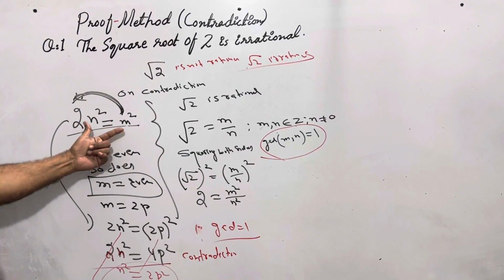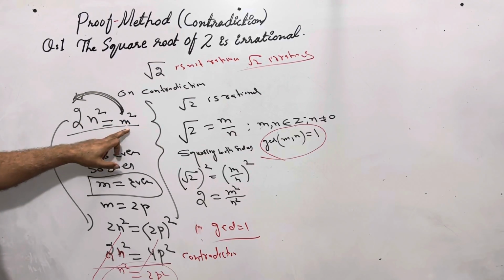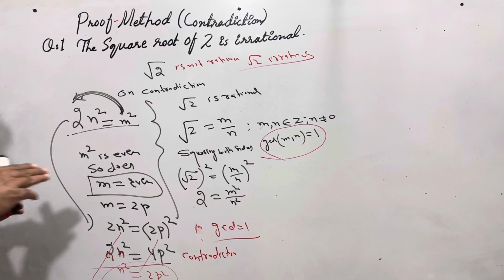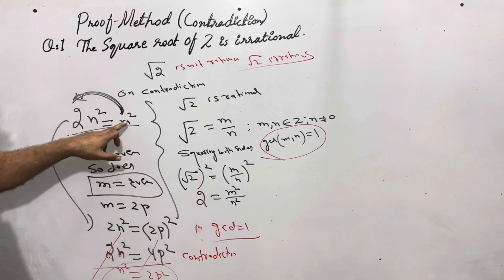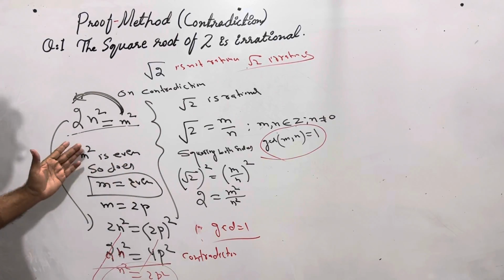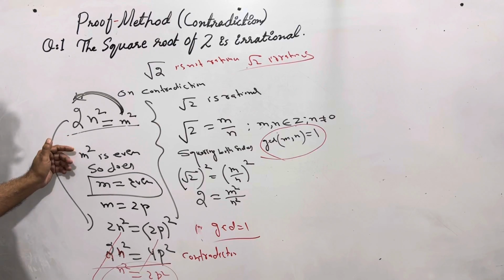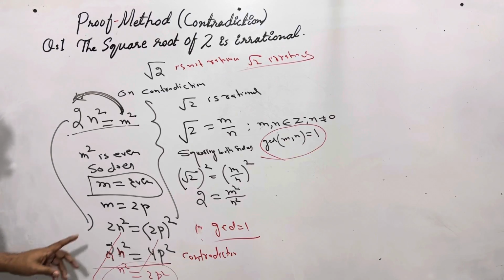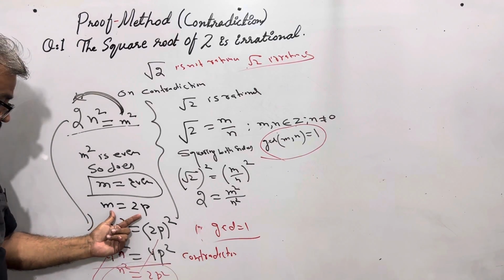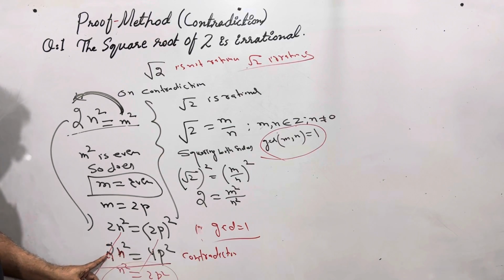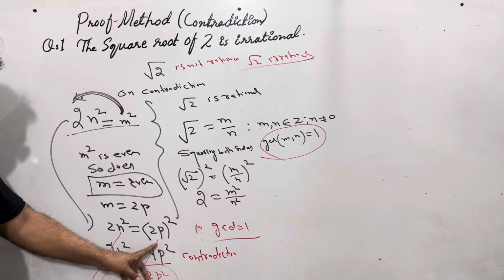From this line, we have concluded that m square is a multiple of 2. M square is a multiple of 2, which implies that m square is an even number. So m is also even, because the square root of m square is m. If m is even, then I can write m equal to 2p. If I plug in the value of m here, we arrive at 2n square is equal to 4p square. 2 is a common factor.